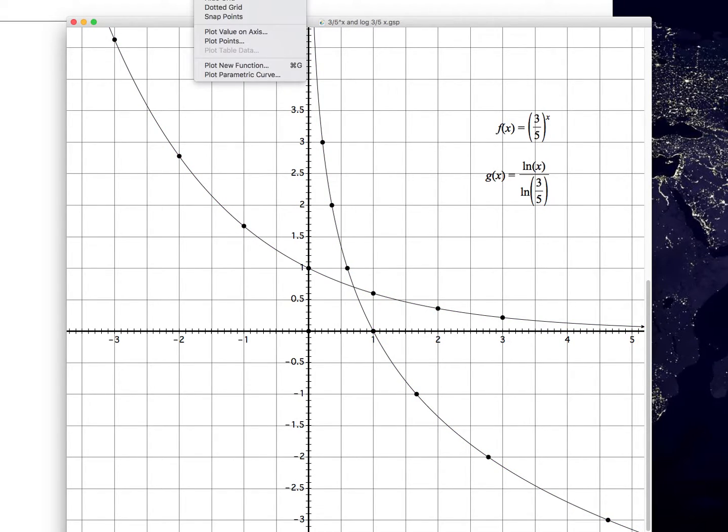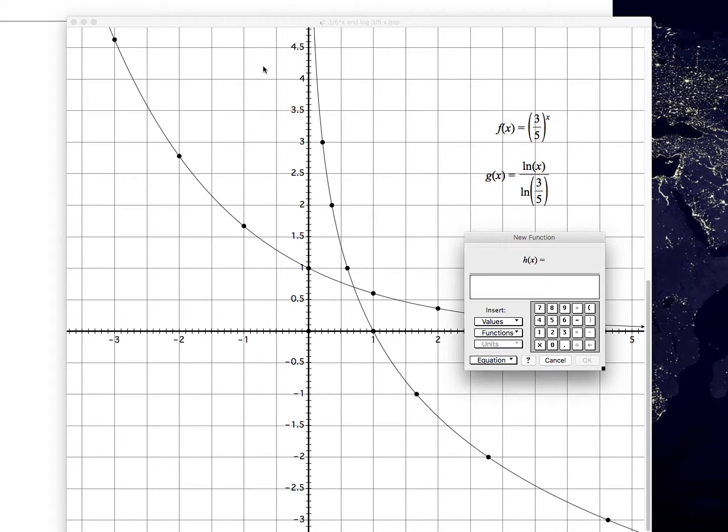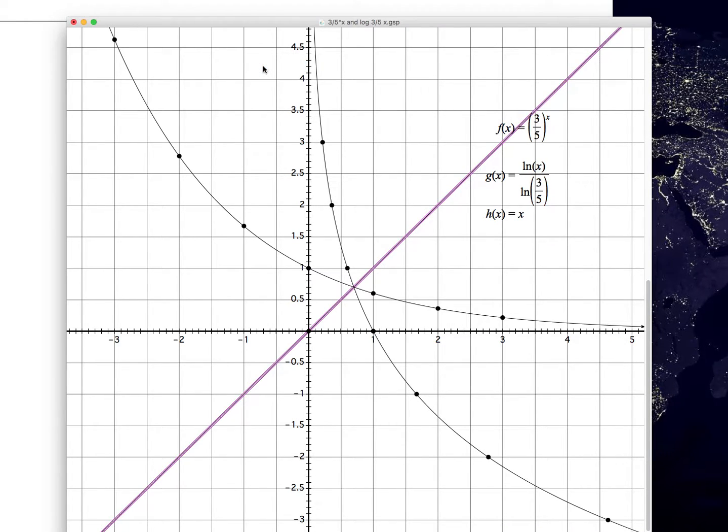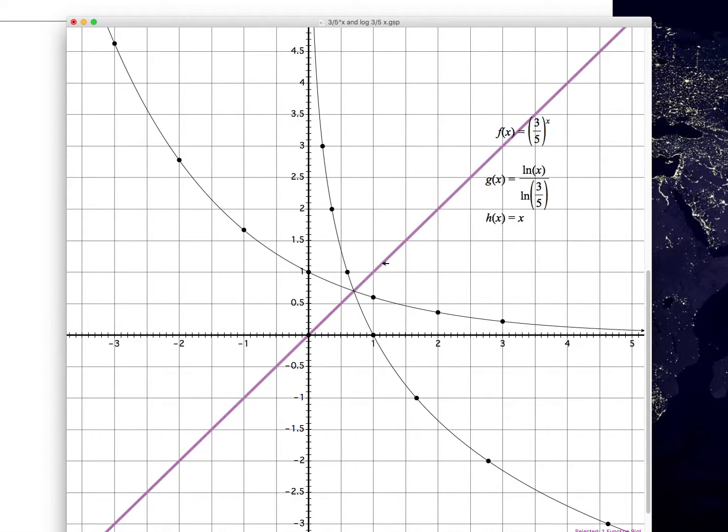And I think I'll just put that up there just for greater visual effect. You can see that there is a reflection across this line of these two functions.